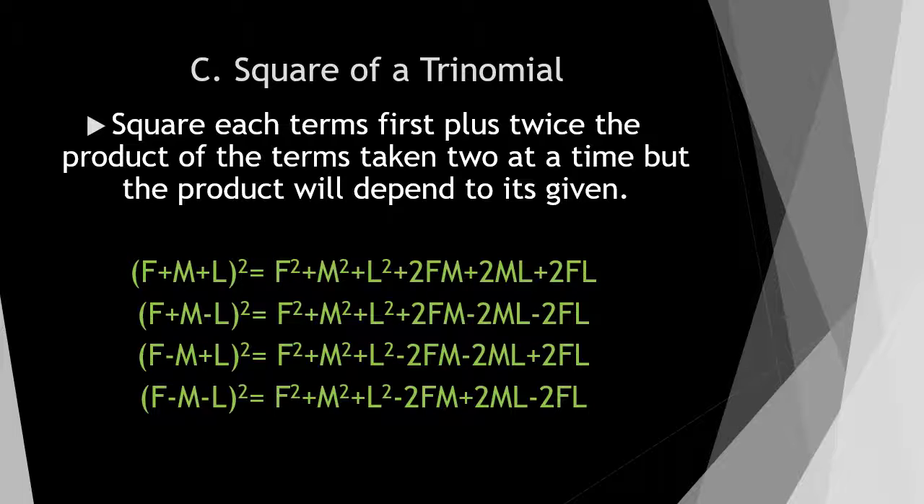The same goes with the last formula. Whenever the middle term and the last term are negative, the negative signs in the product are located in the 4th term and in the 6th term. Let's try to answer or evaluate the following expressions.